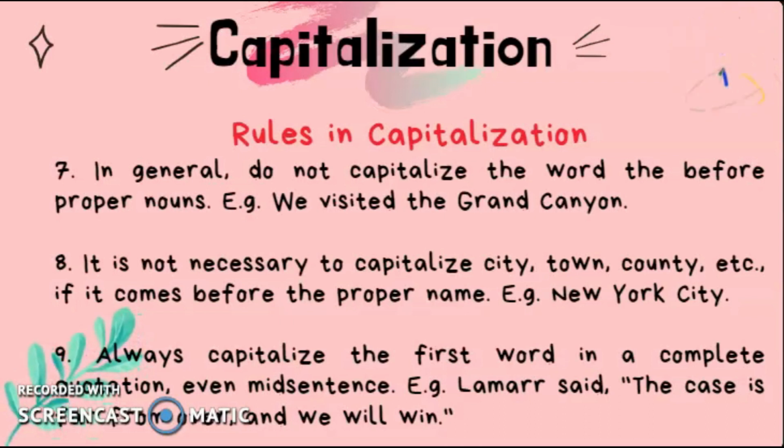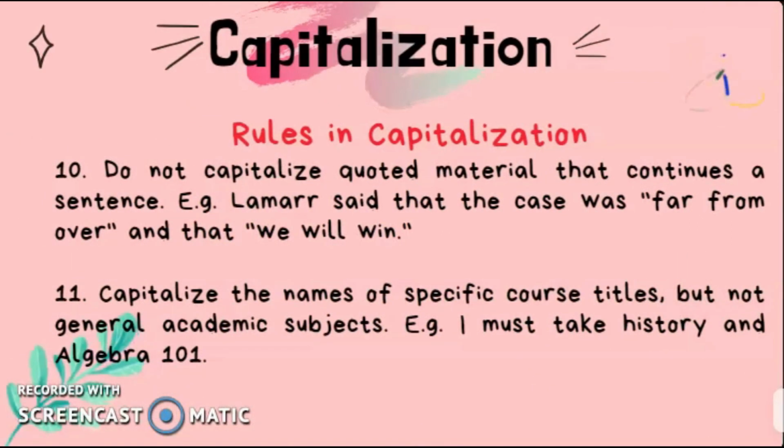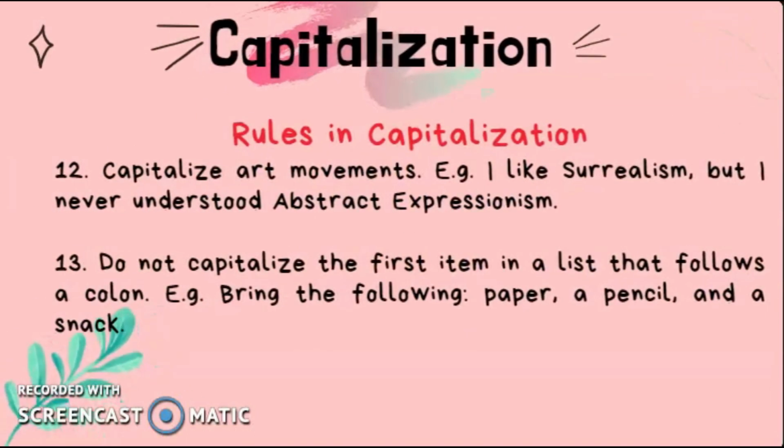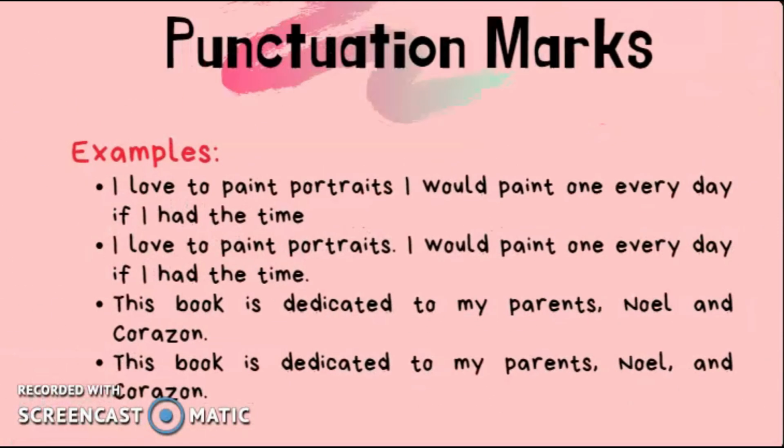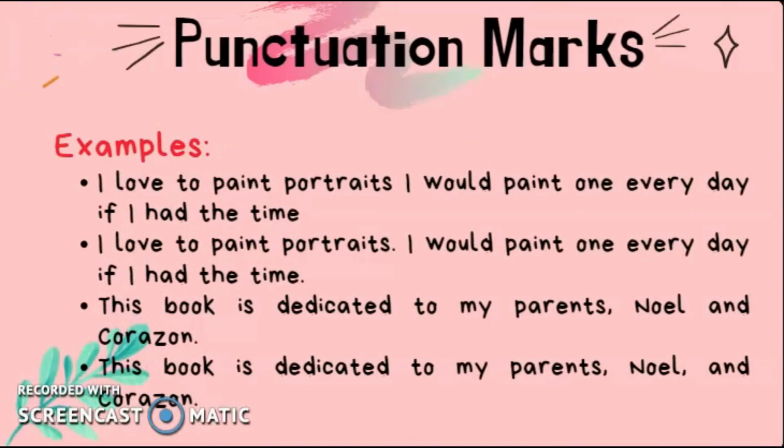Next, always capitalize the first word in a complete quotation, even mid-sentence. 10th, do not capitalize quoted material that continues a sentence. 11th, capitalize the names of specific course titles but not general academic subjects. Next, capitalize art movements. Lastly, do not capitalize the first item in a list that follows a colon. Let's take a look at the given examples.